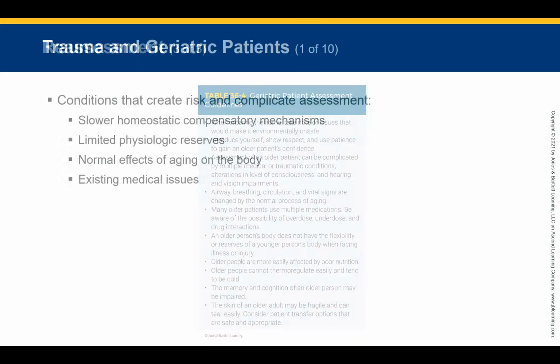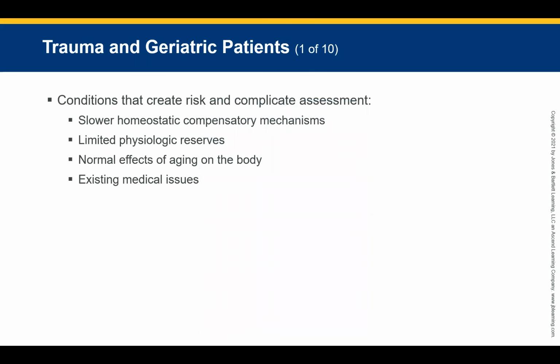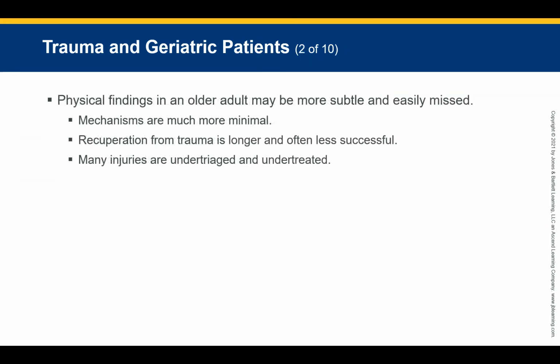All right, so some trauma in the geriatric patients. In general, the risk of serious injury or death is more common in older patients who experience trauma than in younger adults. Conditions that create risk and complicate the assessment of geriatric patients: slower hemostatic composition, they start to have trouble clotting earlier, limited physiologic nerve responses, normal effects of aging on the body, and some pre-existing medical conditions.